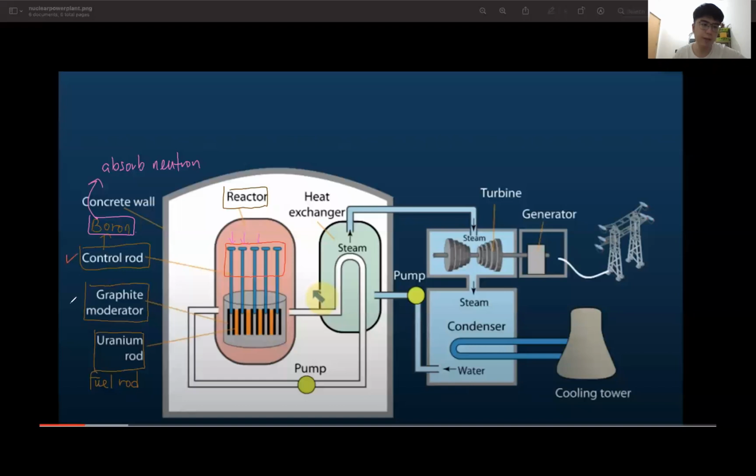And remember, the graphite is to slow down the neutron. These two, they will often ask you what is the function of the control rod and what is the function of the graphite. One is to stop, to absorb completely. Graphite is to slow down.